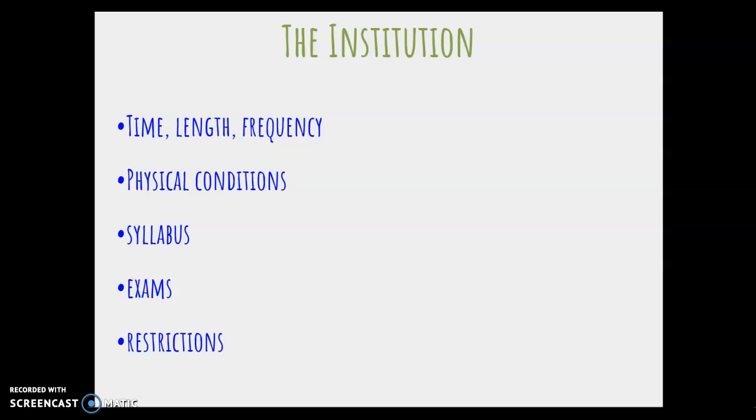Apart from that, we have to know some aspects of the institution, like, for example, the time, the length, and the frequency of our classes. We know that in primary school, classes have a duration of 60 minutes, and we generally have 1 hour, and in the upper grades, like 6th or 7th, we have 2 hours. But in secondary schools, the classes have a duration of 40 minutes, and we have 3 classes in a week.